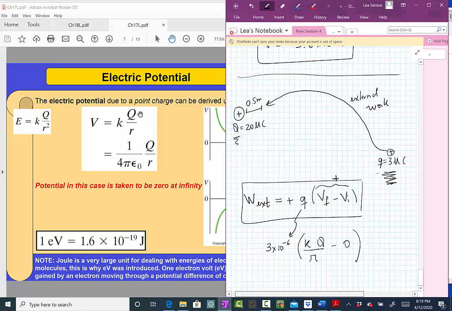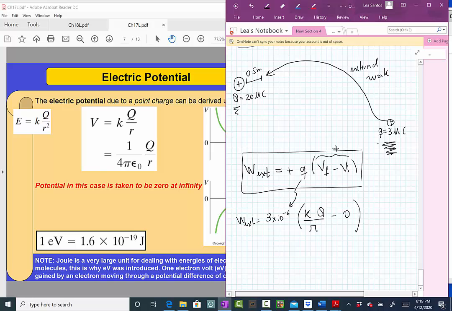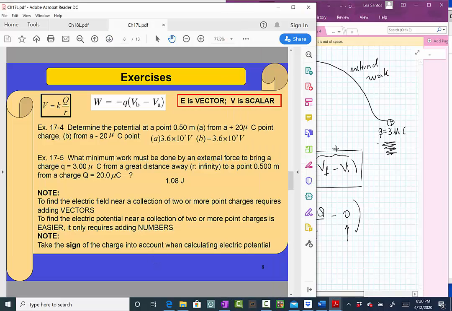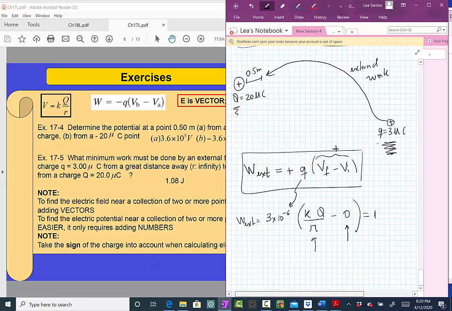Okay, so that's how we solve the problem. To get this external work that this external force has to do to bring our little q from far away to close to this big Q. The big Q creates around it a potential. Very, very far away from it, this potential is just zero, but close to it, this potential exists. And by putting these numbers there, we are going to get the work that we have to do, 1.08 joules. Energy that is injected, work that is done by an external force, positive, because we are injecting energy.